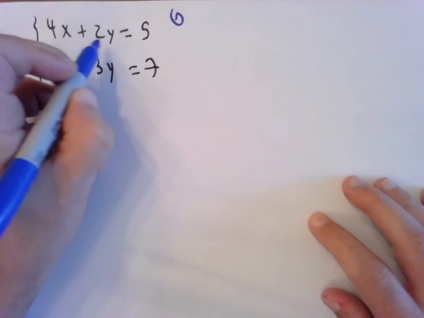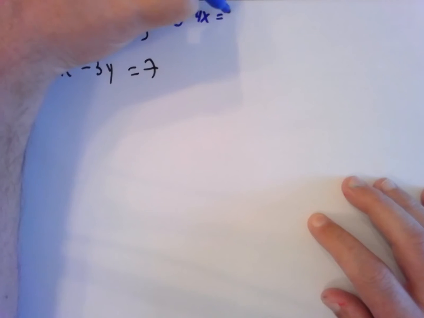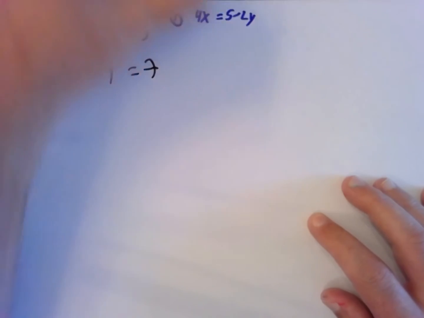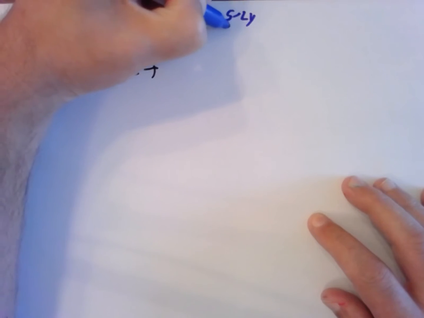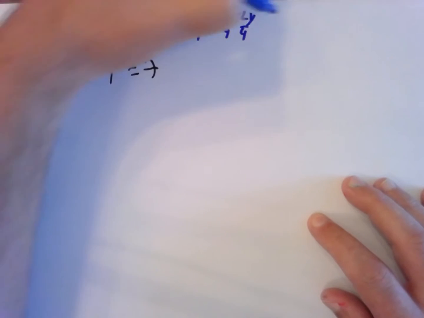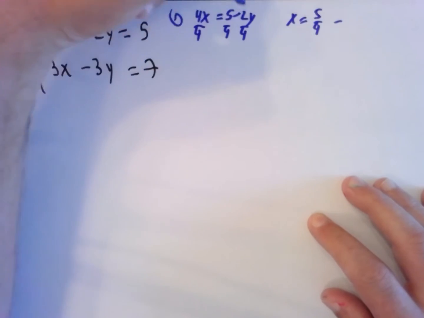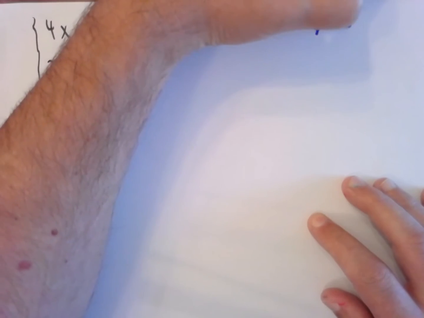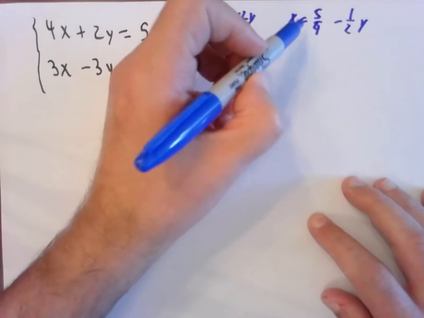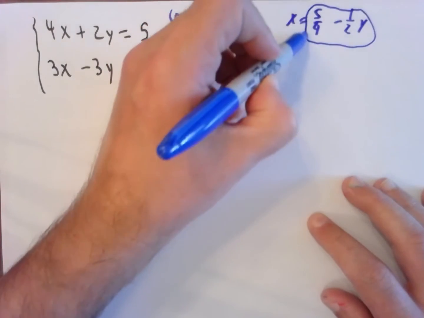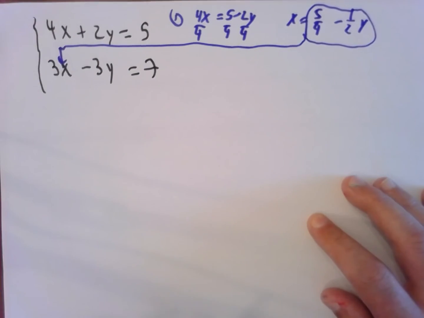So first thing we do, move the 2y to the other side. 4x will be 5 minus 2y. Divide everybody by 4. And we get x equals 5/4 minus 2 over 4 is just 1/2 y. Now I'm going to take that expression, plug it into the other equation.